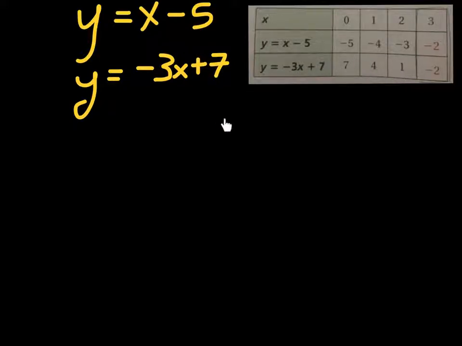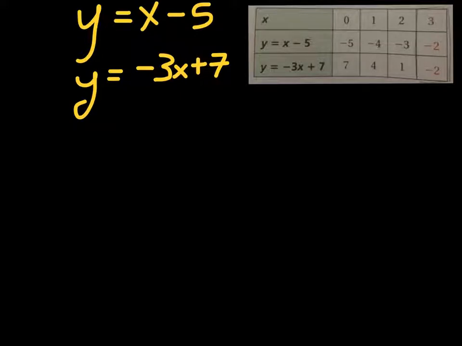You could create a table where you create a row for x values, you create a row for one equation, y equals x minus 5, and you create a third row for your second equation, negative 3x plus 7. And then what you do is you choose different x values and you plug them in and see when the y value matches. So we can see the answer there already, but let's just try it out.